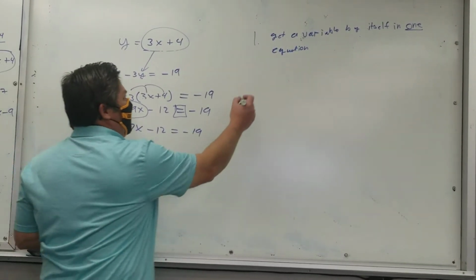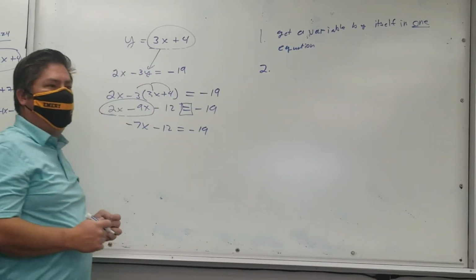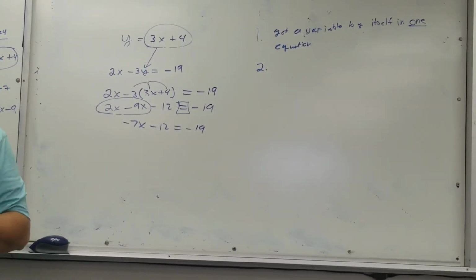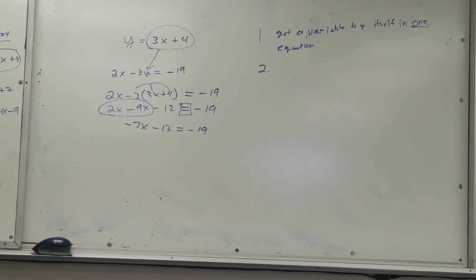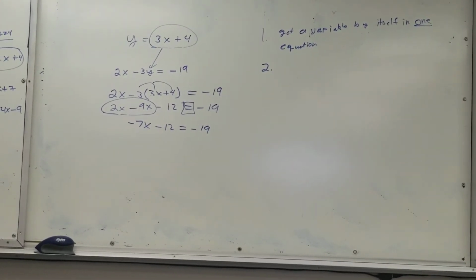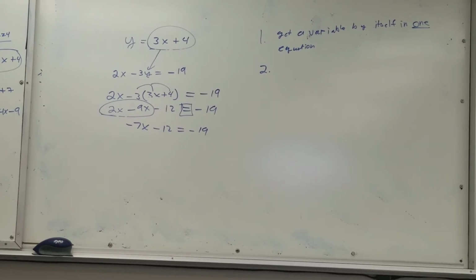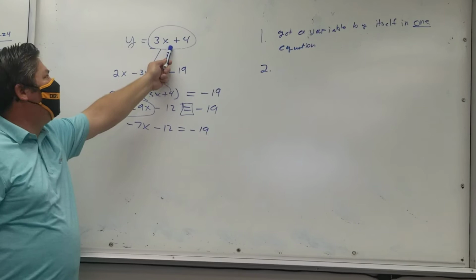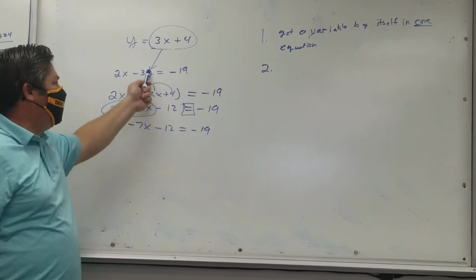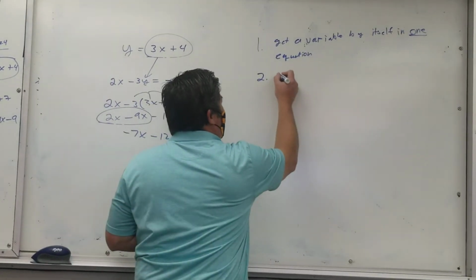What was the second thing I did? Somebody tell me. Substitute. I substituted what? For y, I substituted for y. What did I substitute for y? 3x plus 4. See how I replaced that? I replaced the y. So that's what you want to put.